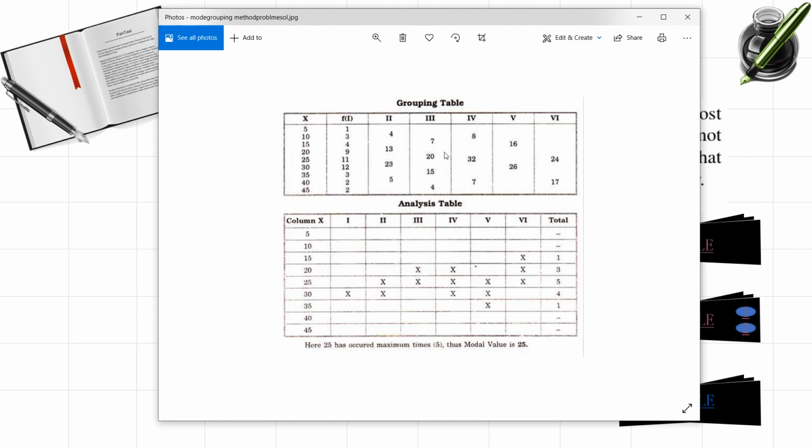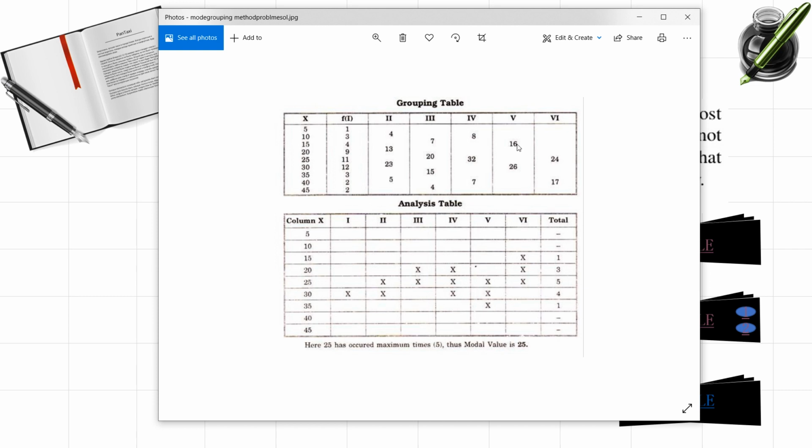Next, third column: leave the first value of the frequencies column and add two values, 3 and 4, which gives you 7. Next, 9 and 11, 20, and 12 and 3, 15, 2 and 2, 4. Leave the first value and add two values of the frequencies column to get the third column. And fourth column, 3 values you have to add. That is 1, 3, 4, the first 3 values, which is 8. Next 9, 11, 12, 32. 3, 2, 2, the last 3 observations, which gives you 7.